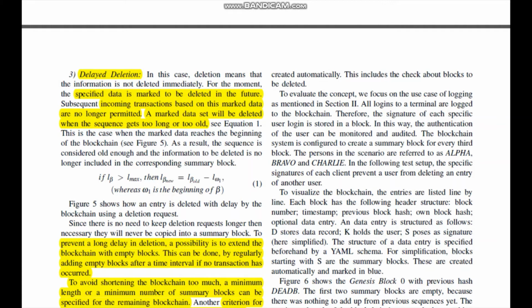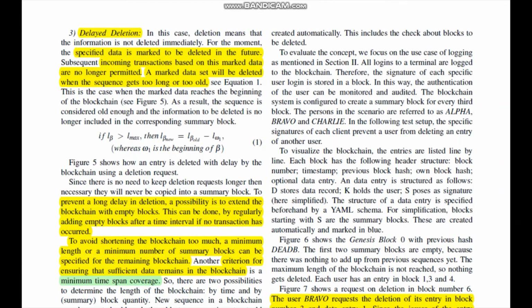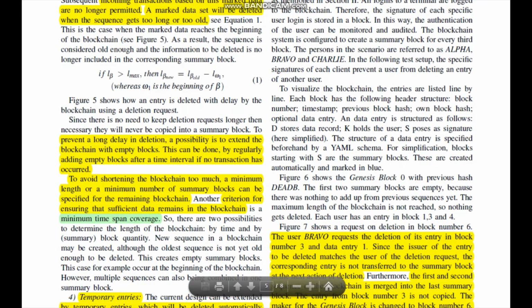Next is to prevent a long delay in deletion. A possibility is to extend the blockchain with empty blocks. So if you want to prevent a long delay in deletion, you can just increase the size of the blockchain by adding empty blocks. Now the blockchain thinks that it is too long and that the data might be old enough, so that you can finally delete that data.